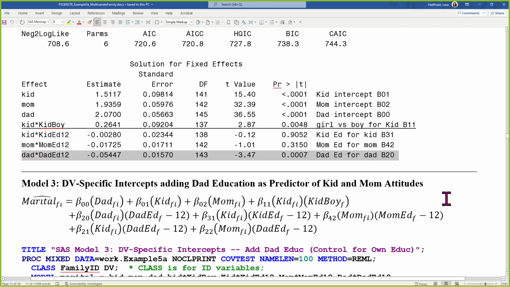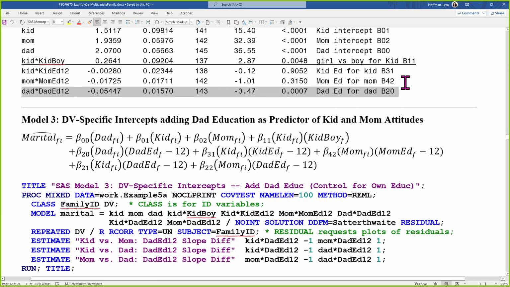So the more educated the dad is, measured as years of education, centered at 12, the less conservative their gender roles are, gender attitudes are. So they become more egalitarian the more educated they are, which sort of makes sense. I'm not a human development and family sciences person, but I can play one when the time calls for it.